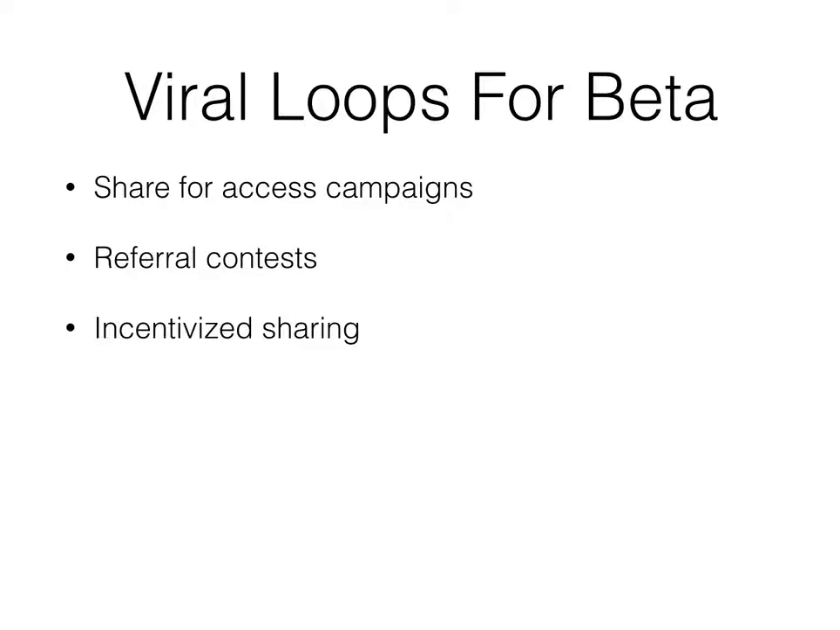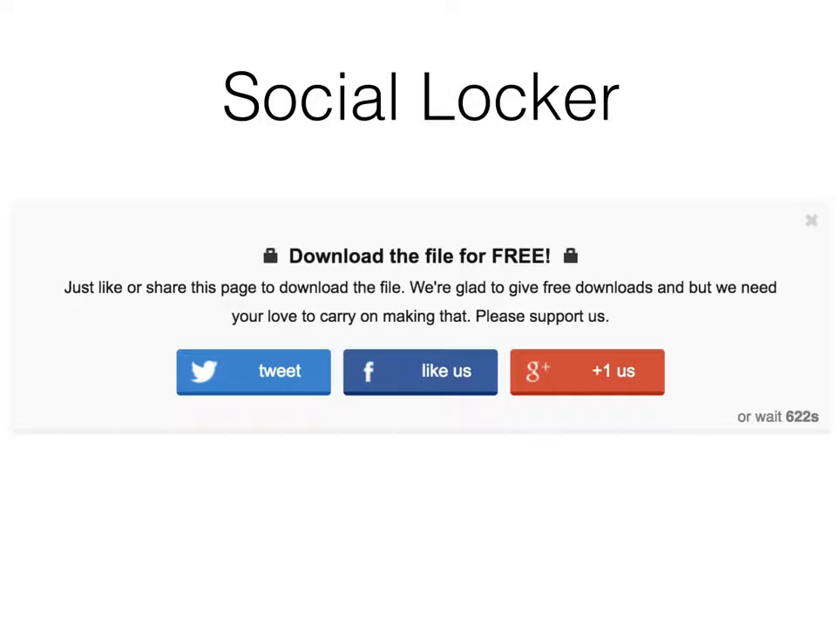So viral loops for beta, we're going to talk about three key types of viral loops. One is share for access campaigns, which is going to be pretty straightforward if you're in beta. Referral contests, which is a massive one that drove the growth for Player.me. And a third one, which is incentivized sharing, which you can somewhat use when you're in beta, depending on how far along you are with your product. But this is one that, when you put it into place, can stay in your product throughout the lifetime of your product. It's something that will be able to drive growth on an ongoing basis.